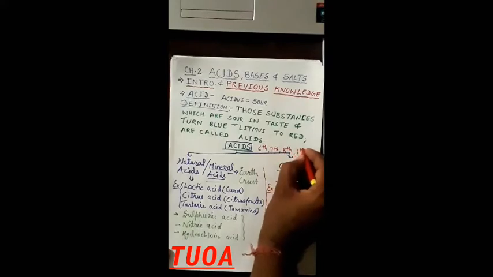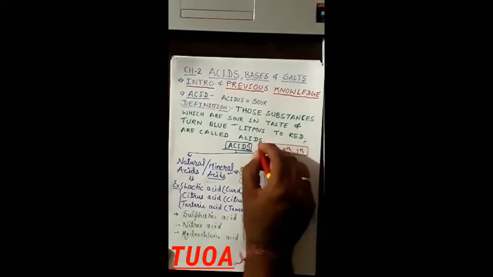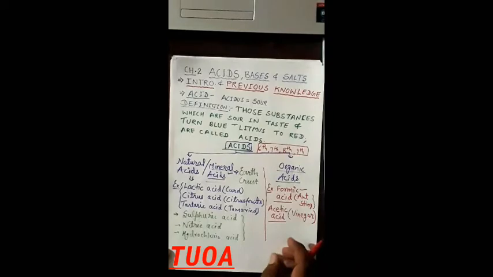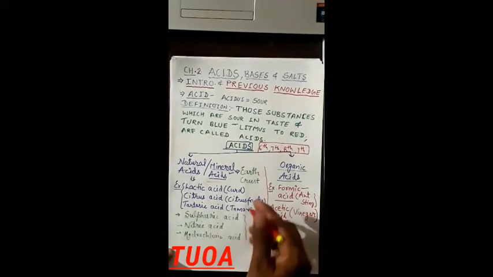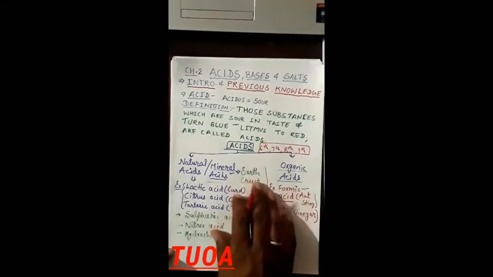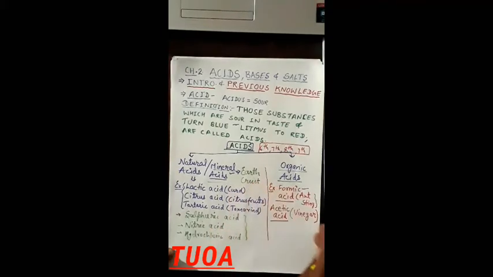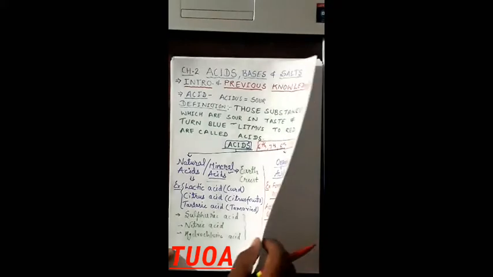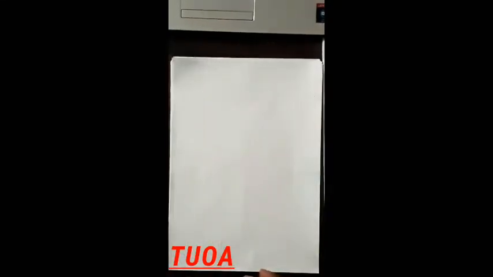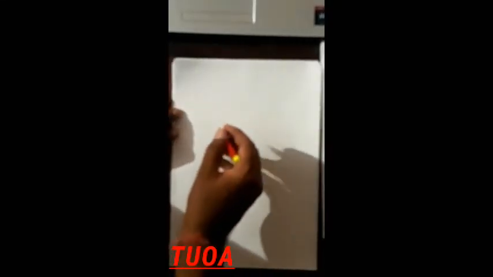So this is the classification of acids, in which we have classified acids into two categories: natural acids, that is mineral acids, and organic acids. And all these details we have already discussed in class 6, 7, 8, 9.